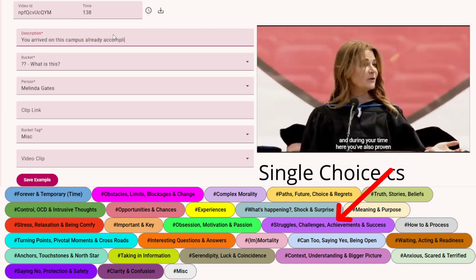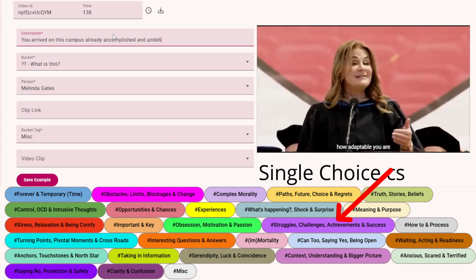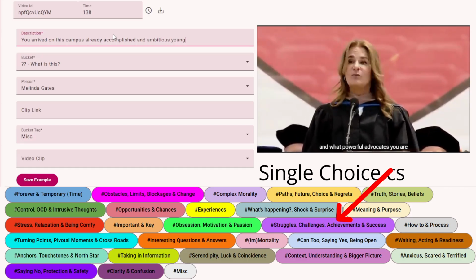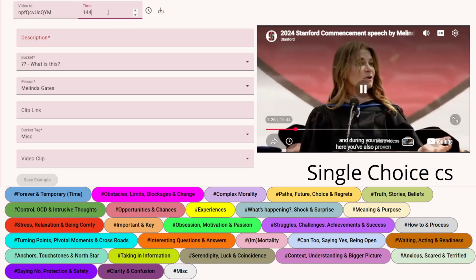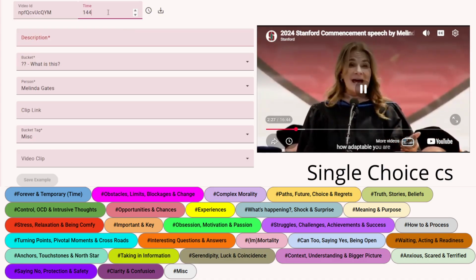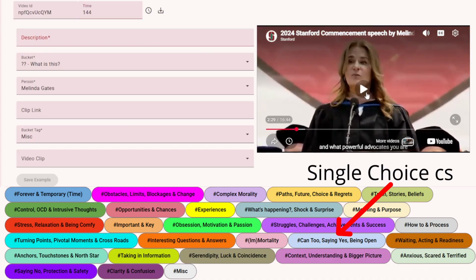You arrived on this campus already accomplished and ambitious young people. Accomplished, again, used to be on the choice axis and, like I said before, is tied to success in some ways which may or may not be on the pragmatic axis. And during your time here, you've also proven how adaptable you are. Adaptable is a curious choice word. Is this something to strive for, or is this something natural? That would tell us whether she's receptive or protective.